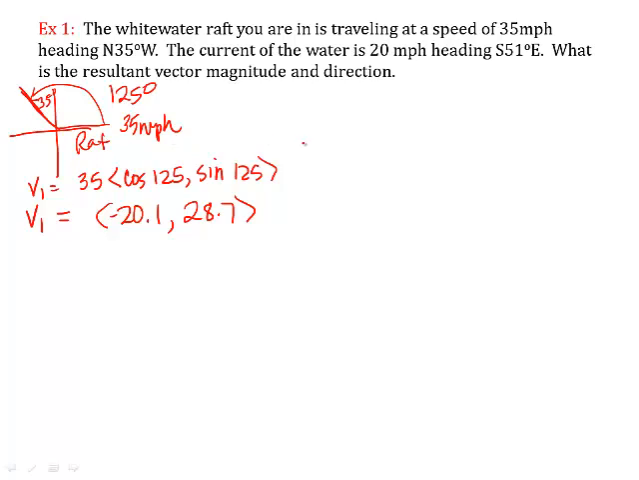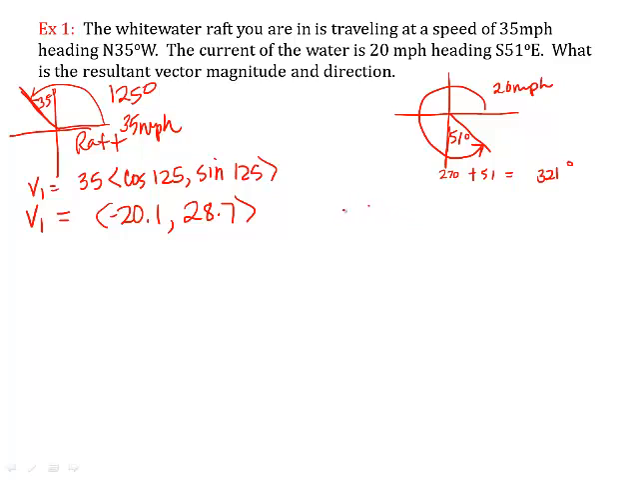Now, to move ahead, I need to find the vector for the current of water. It's going southeast, so it's 51 degrees here. So I need to know the angle from 0. Well, if this axis is 270, I'm just going to add 51, which is going to give me 321 degrees. Okay, the speed was 20 miles per hour.